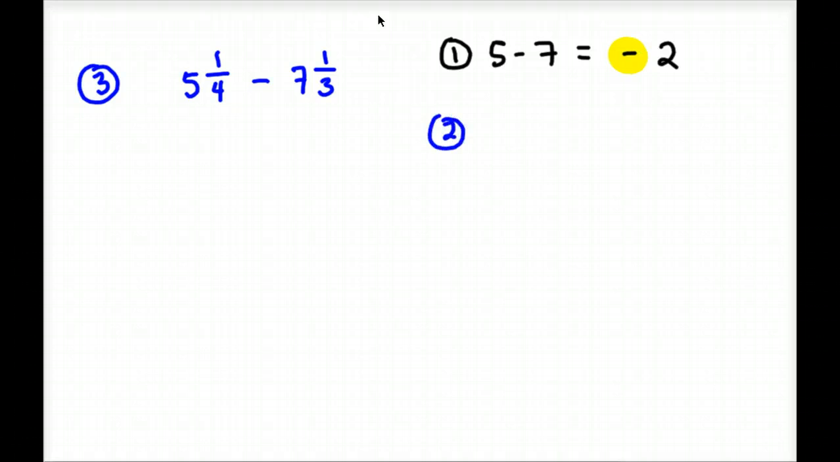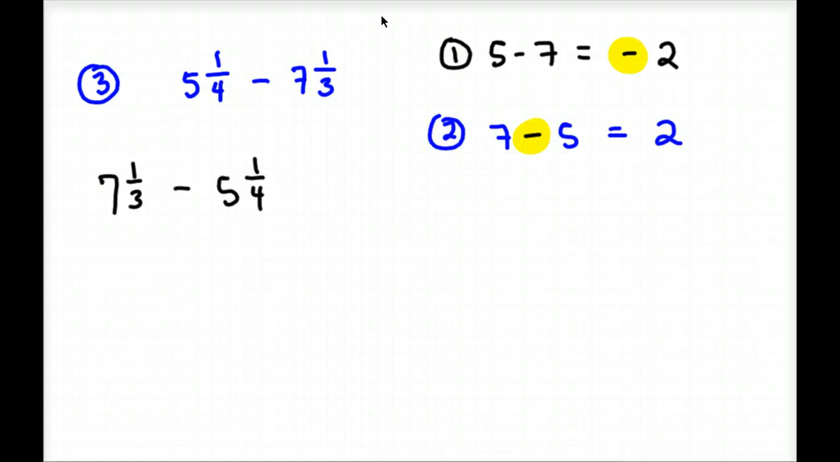Second step, let's take 7 and 5, put them next to each other, and decide how we will get 2. So are we going to add or subtract? In this case, we're going to subtract. 7 minus 5 to get an answer of 2, so our major operation here will be subtraction. Writing our fractions in order from greatest to least, 7 and 1/3, 5 and 1/4. 7 and 1/3 minus 5 and 1/4, and our answer will be negative.